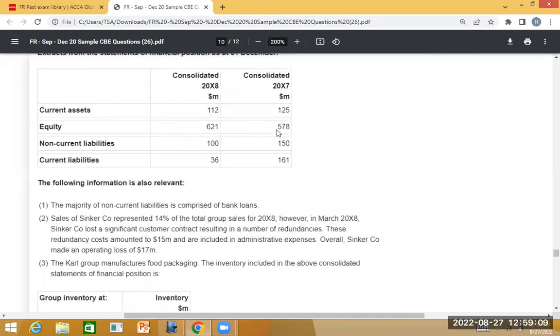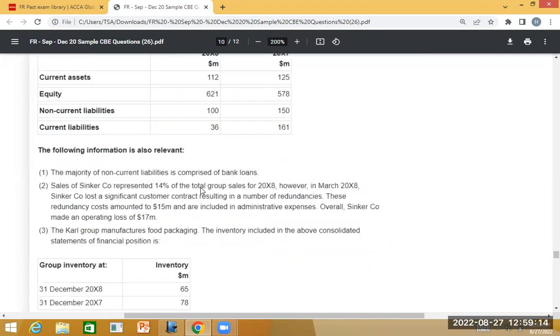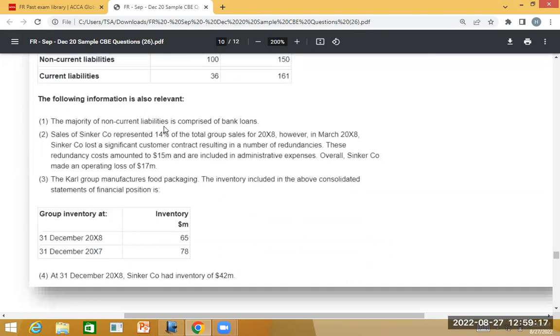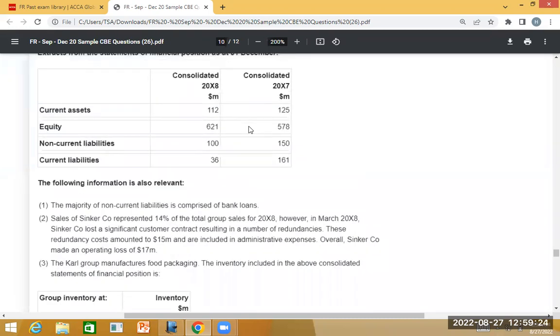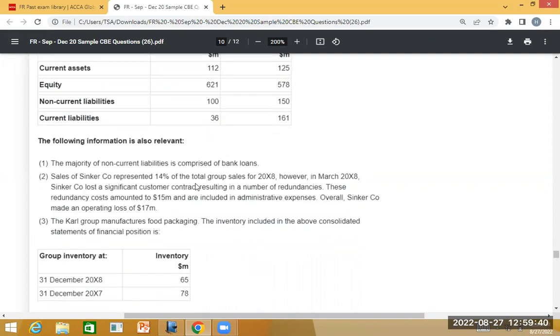Consolidated current assets, equity, non-current liability, current liability. The majority of the non-current liability is comprised of bank loans. So whenever you are going to discuss the gearing, you should discuss the bank loans. You should use the word bank loan rather than loan instrument or debentures or loan notes. Sales of the Sinker represent 14% of the overall group sales. So the Sinker company is 14% of the group sales.